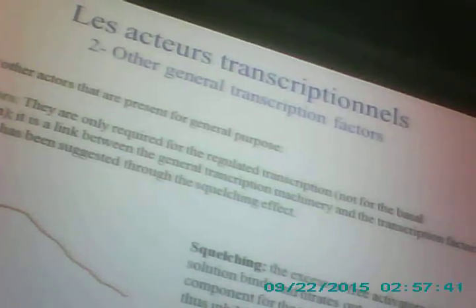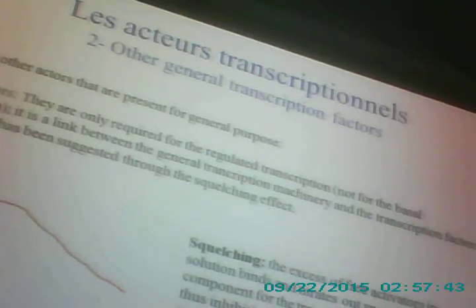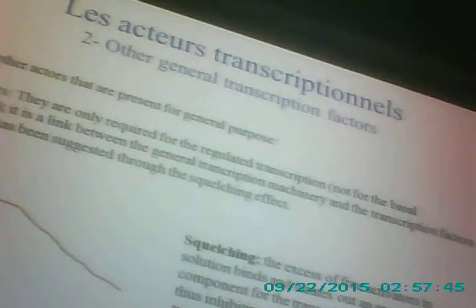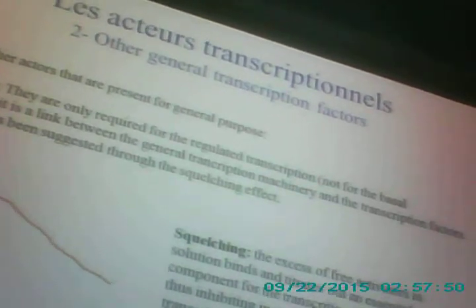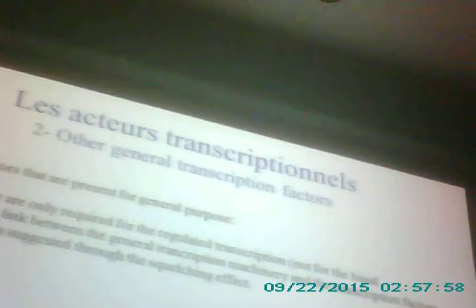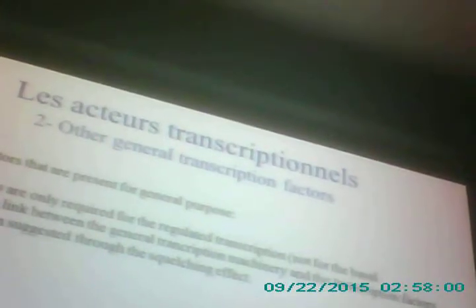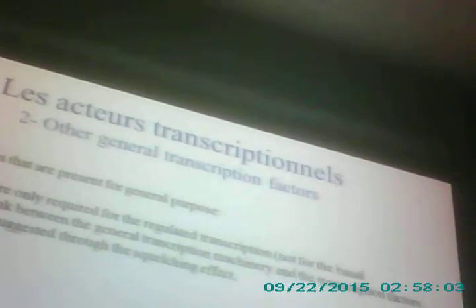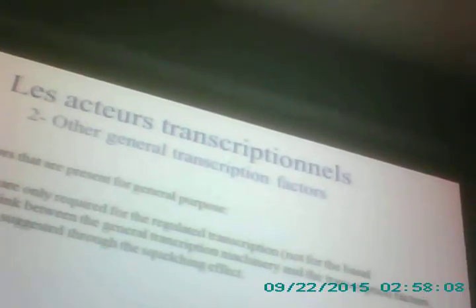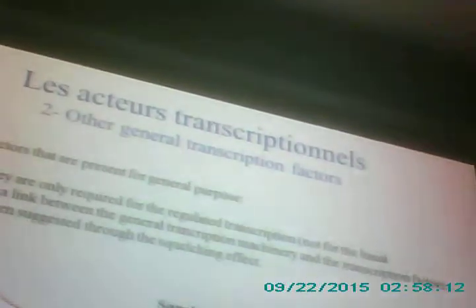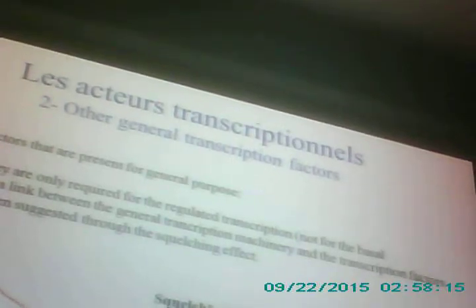Like the mediator, it is a big complex with many subunits that acts as a link between transcription factors on one hand and the general transcription factors on the other hand. So it's kind of a link between enhancer and promoter. Okay? And the way its existence has been shown is through squelching. Squelching is a very important phenomenon in transcription. It means that very often in transcription, when you put too much, it's not good for transcription.